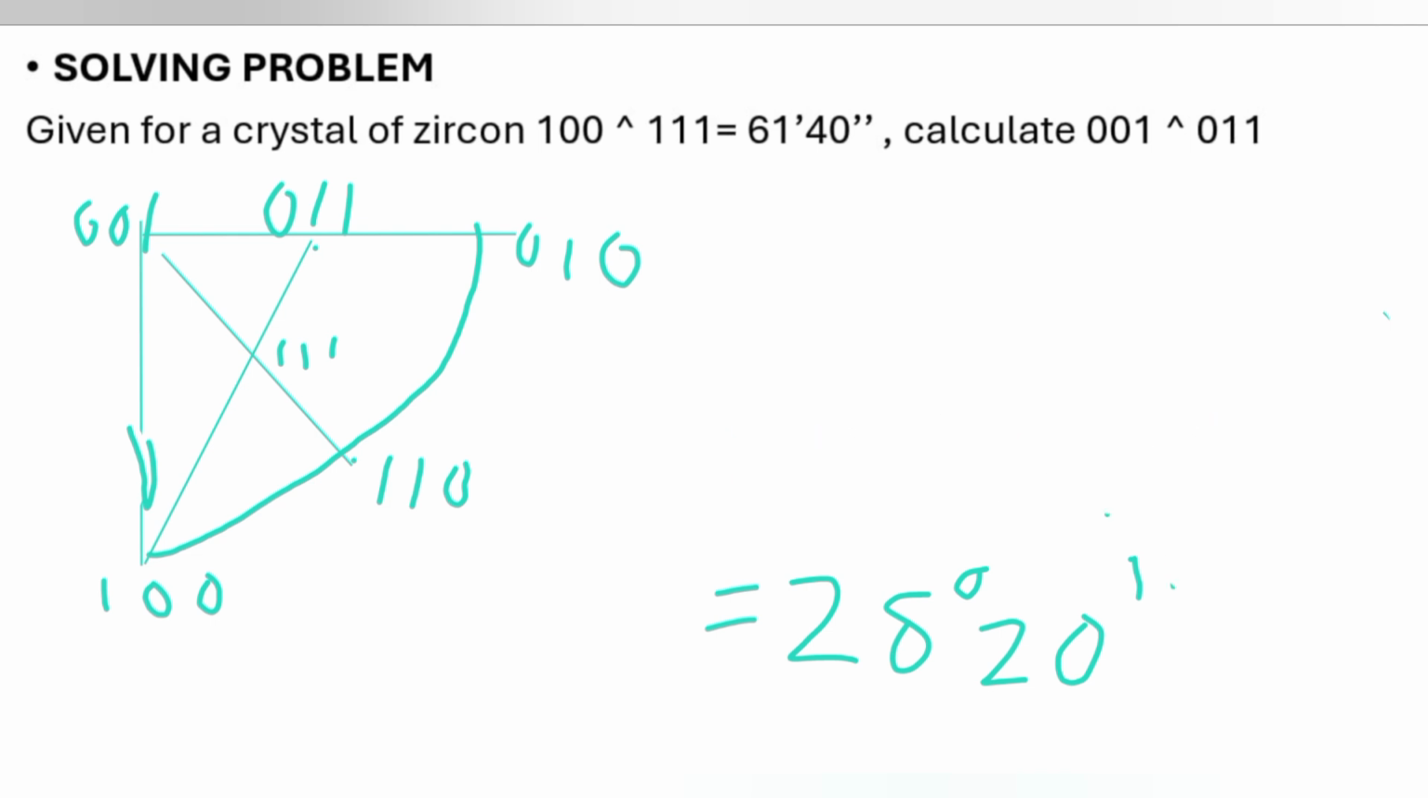Now we have to construct a starfish diagram for further calculations. Here the given angle is 90 degree, and this is actually 90 degree also. From here we are going to construct the starfish diagram, keeping all this data in mind. Our prime aim is to find the interfacial angle between 001 and 011. So we have constructed the starfish diagram. Here it is given as 90 degree.